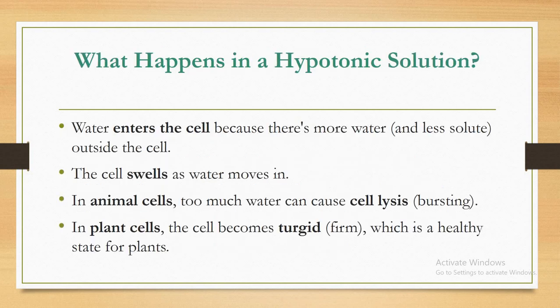So what happens in hypotonic solution? Water enters the cell because there's more water and less solute outside the cell. The cell swells as water moves in. In animal cells, too much water can cause cell lysis, bursting. In plant cells, the cell becomes turgid, firm, which is a healthy state of plants.